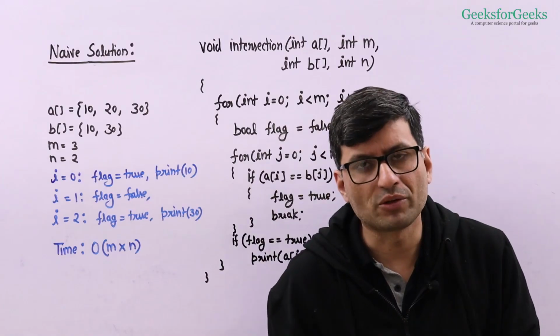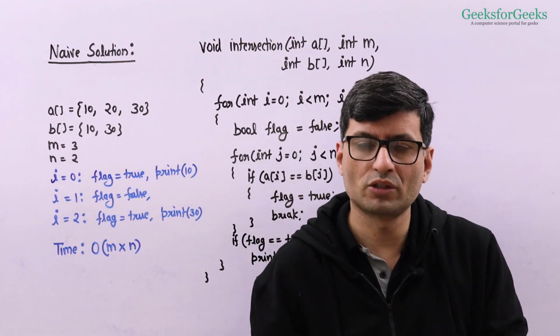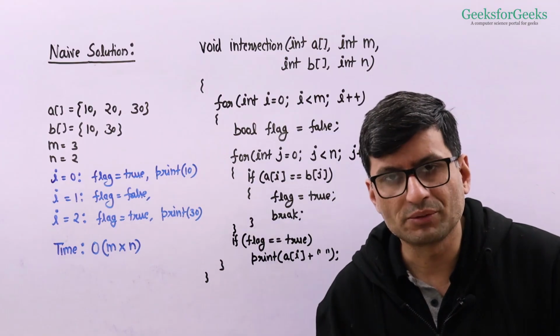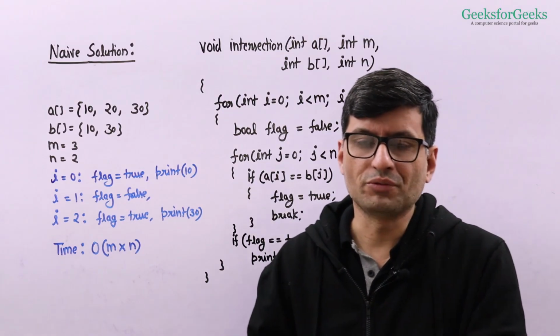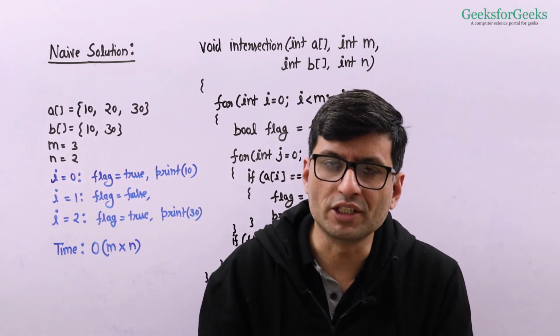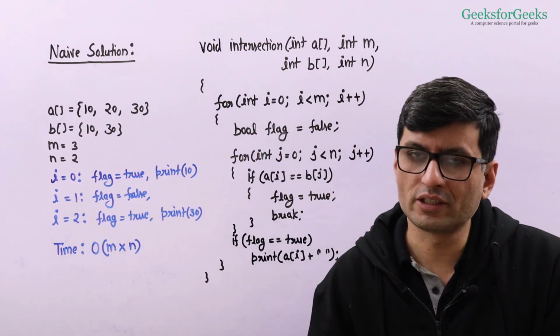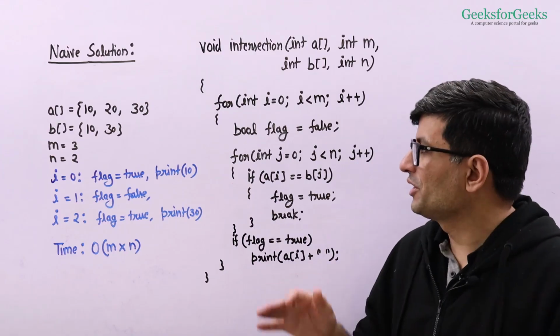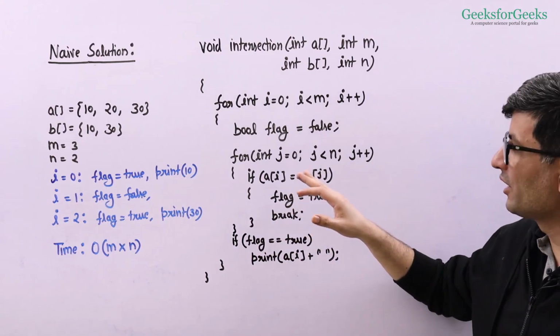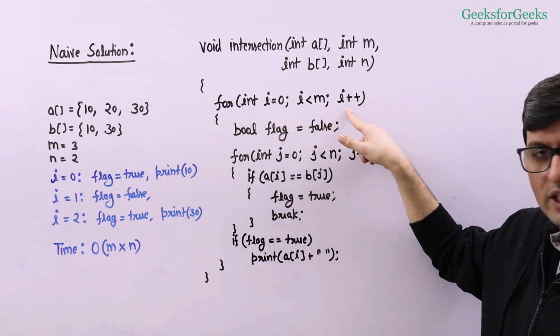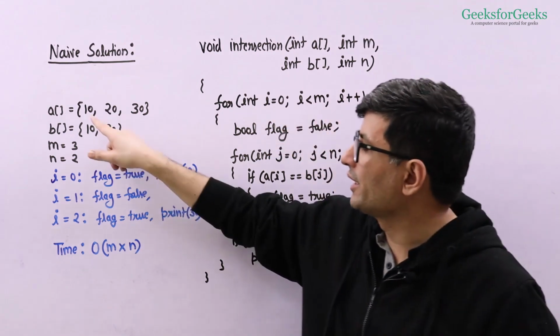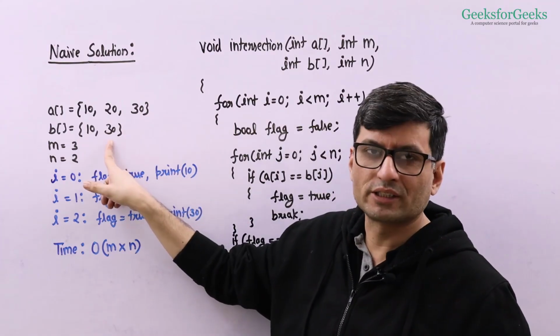Let us first talk about a naive solution to solve the problem. See, in both the naive solution and the efficient solution, we are going to assume that all the elements in both the arrays are distinct. We are going to write our solutions under this assumption. So the idea of the naive solution, as we discussed earlier, is that we traverse through every element of the first array. There are 3 elements in this example and 2 elements in this example.